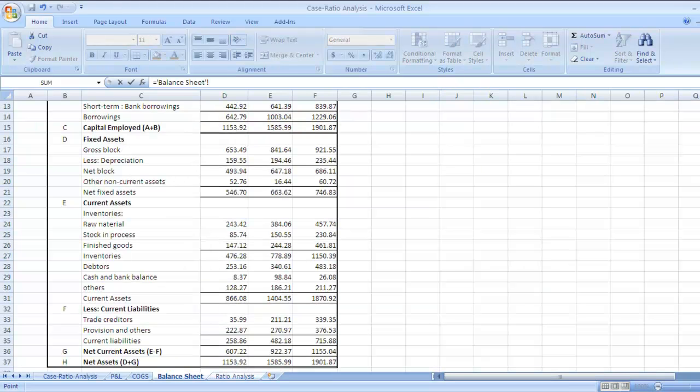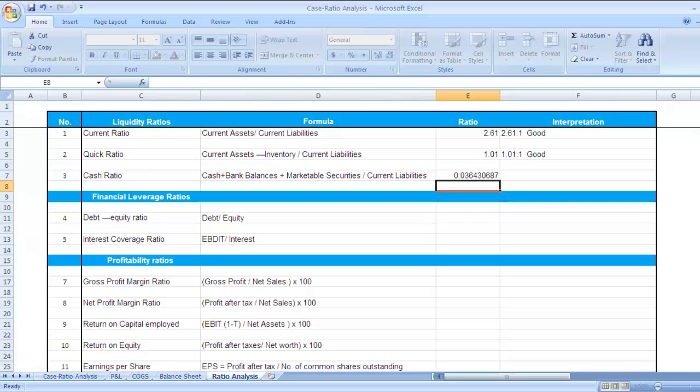For this company, let's calculate cash plus bank balances. Go to the balance sheet, go to current assets. Here it is cash and bank balances. For 2012 it is 26.08, and divided by current liabilities. According to this formula, this is 0.03, or if you want to put it in percentage terms, go here. See, this is 4%.